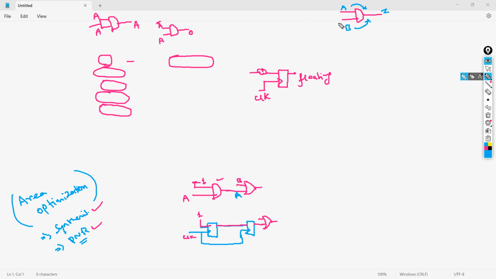Say this is net A, or say net B. This net B is driven by an OR gate. Now say this is net A, which is driven by an AND gate. Now simple: what will happen when you swap the pins? Your net A will be here, net B will be here. As simple as that. This guy will be connected here and this guy will be connected there. As simple as that.